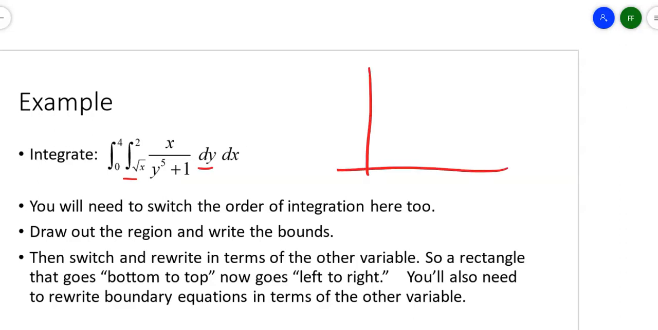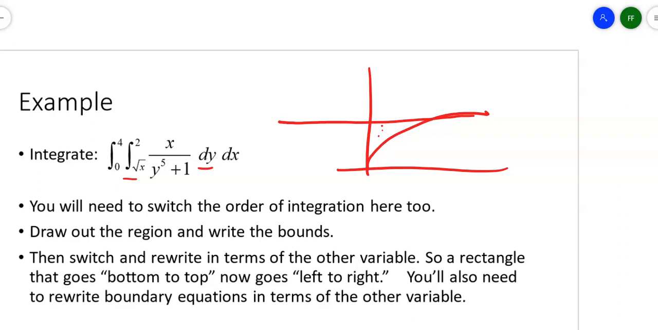So the square root of x looks like this. Y equals 2 looks like that. So it said that the y's went from the square root of x to 2, so it's that region in there. The x's went from 0 to 4. Is 4 the place where they intersect? Well, what if I put a 4 in for x?